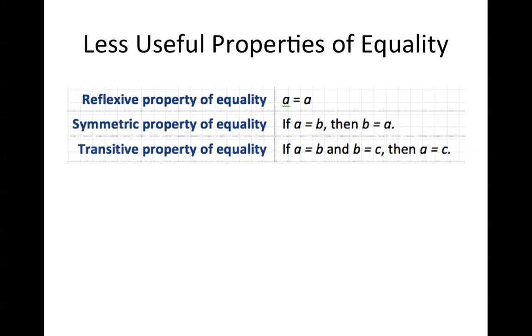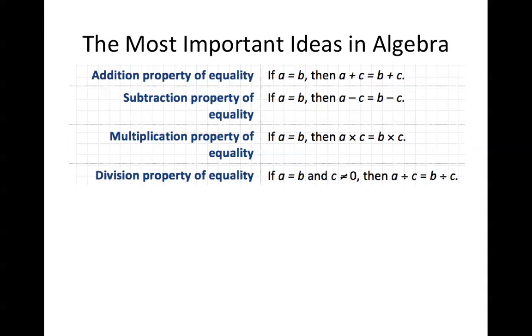Now, these properties of equality are really important, but they aren't as useful in solving equations. So there's the reflexive property that says that a number is equal to itself. Duh. There's also the symmetric property that says if A equals B, then B also equals A, something you probably already knew. And there's the transitive property that says if one thing is equal to another, and the other is equal to a third thing, then the one thing is also equal to the third thing. Interesting properties, valuable, but they won't help us solve equations.